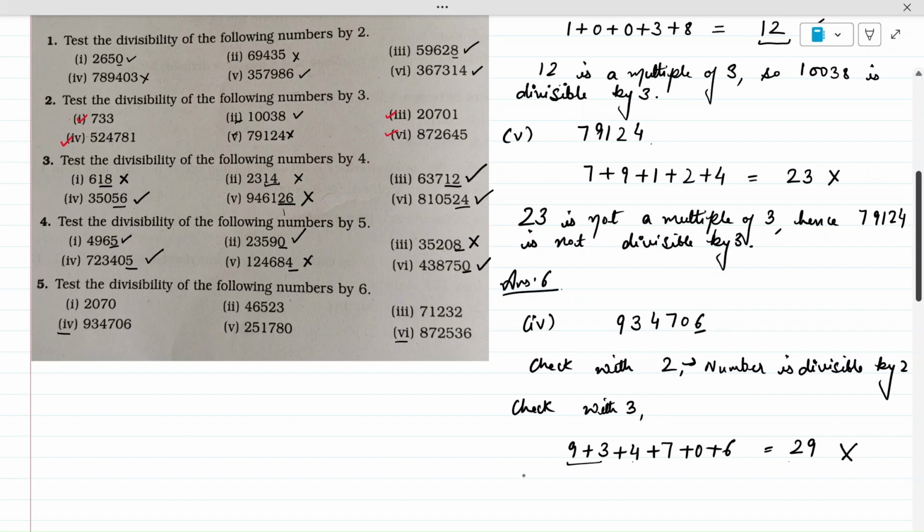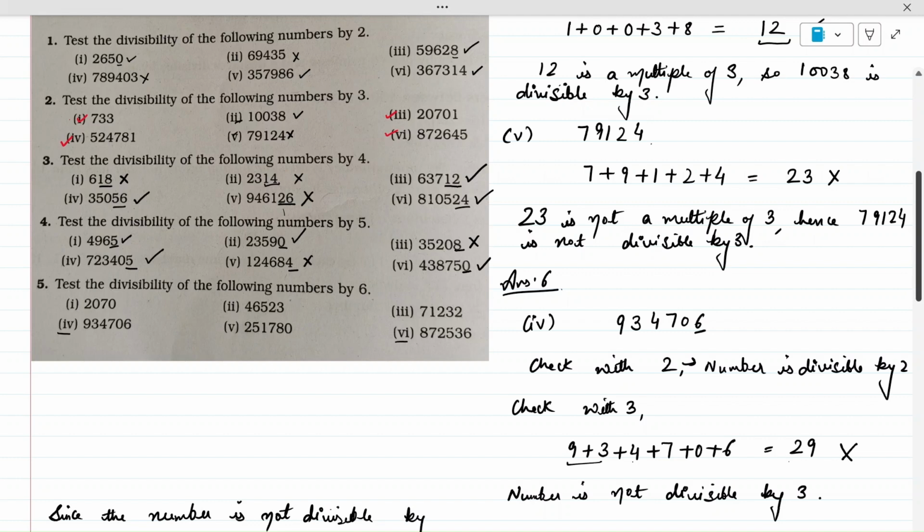So I'm writing here, check with 3, number is not divisible by 3. Okay, this number is not divisible by 3. So since the number is not divisible by 3, hence it is not divisible by 6 also.